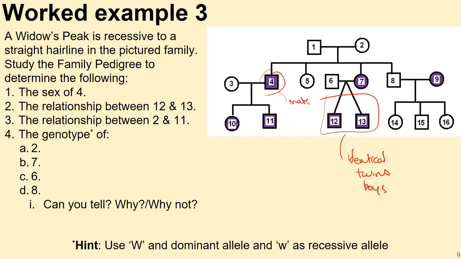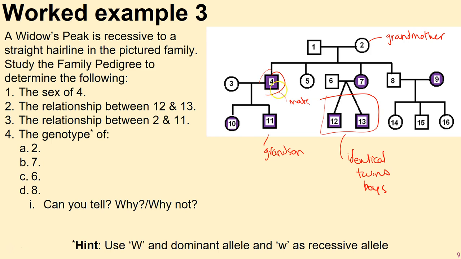Okay, if we look at number 2 and number 11, so 11 here, this is their father came from here, so this must be the grandmother. Okay, and grandson, because this is the male, so this is the father, and then this is the father's mother. Okay, 12 and 13 are identical twin boys, and then the genotype of 2.